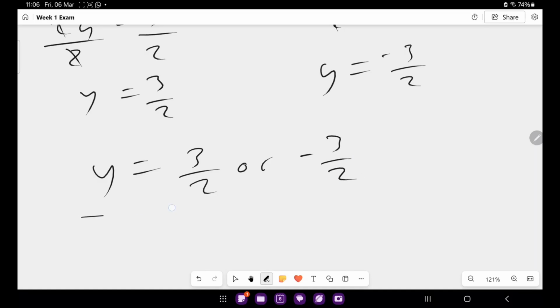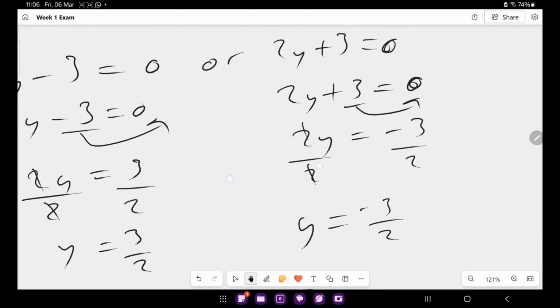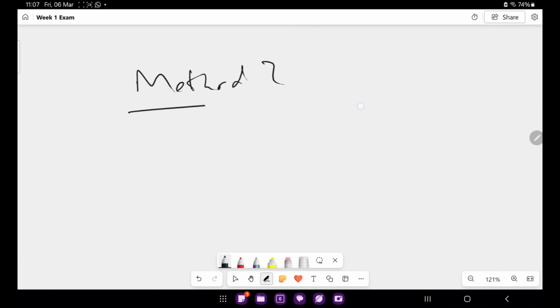Right. So that's the first method that we used. Now let's try with the second method. So method 2, we're gonna work it out like this. We're gonna say 4y squared is equals to 9. So in an equation, right?